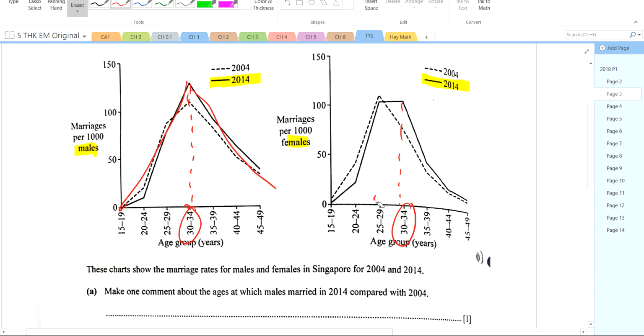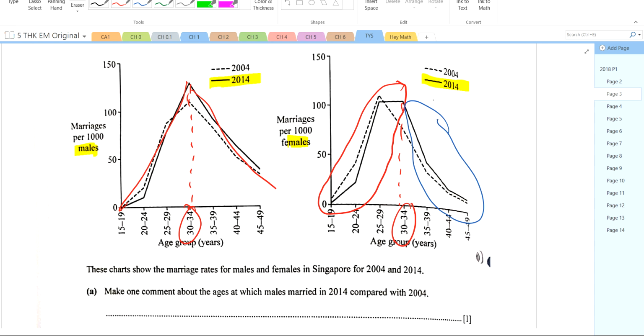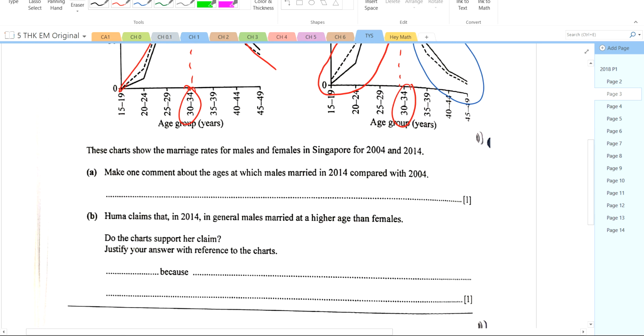Whereas for the female, if you look at just 30 to 34, would you say that there are more people over on this side compared to this side, the blue and red one? Do you feel that there are more females who get married within the range of 15 to 30 as compared to from 34 onwards? Just by the shape of the graph, just by the distribution, I think we can tell that, compared to the males. So I would say that the charts support, yes.